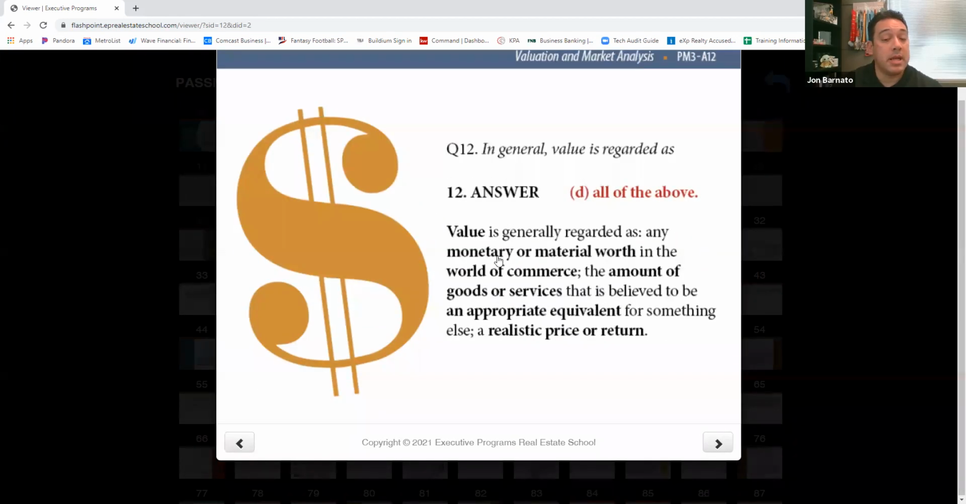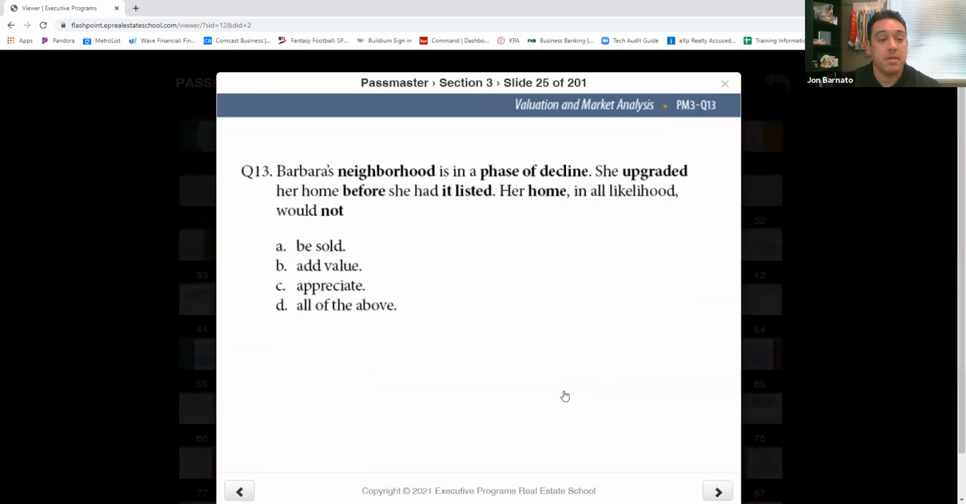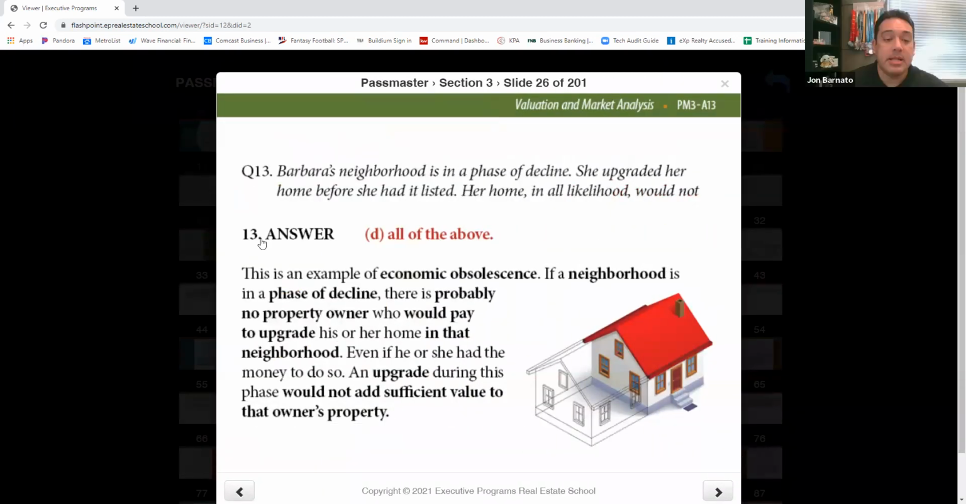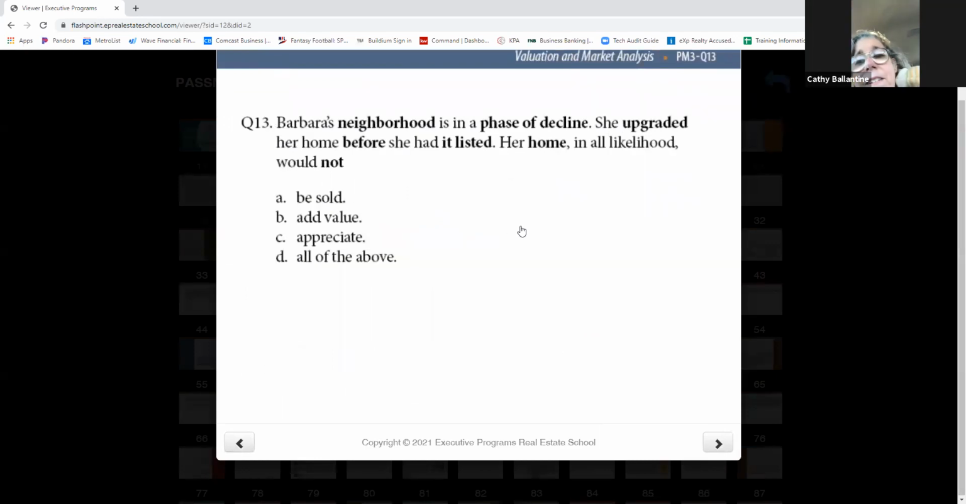So value is regarded as any monetary and material worth in the world of commerce, the amount of goods or service to be delivered for an appropriate equivalent of something else, or a realistic price of return. Those are all definitions we use for value. So, Barbara's neighborhood is in a phase of decline. She upgraded her home before she had it listed. Her home in all likelihood would not. Yeah, all of the above. So it would likely not be sold if she wanted to maintain price because the market's declining, right?